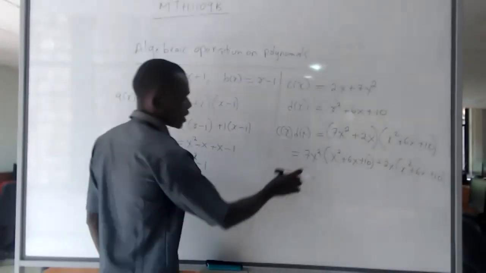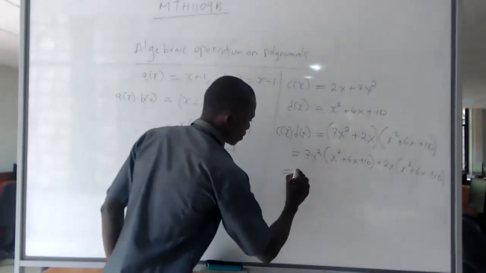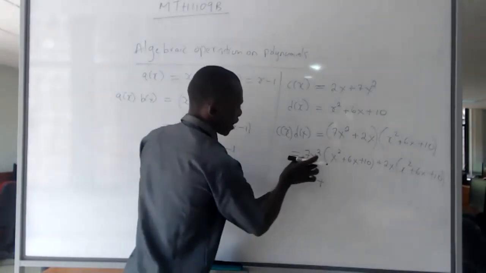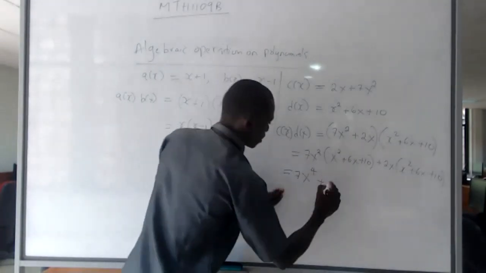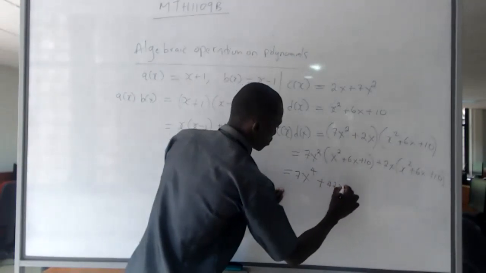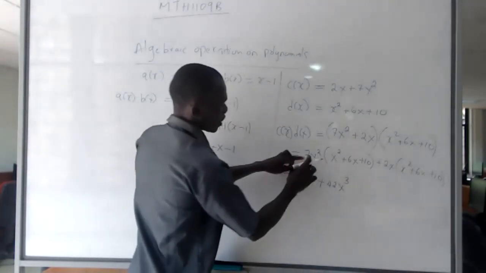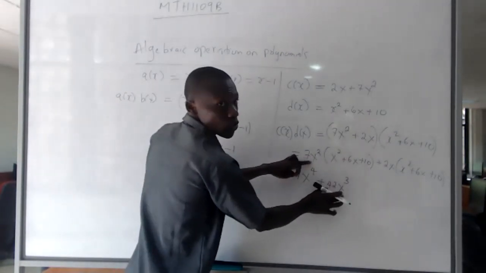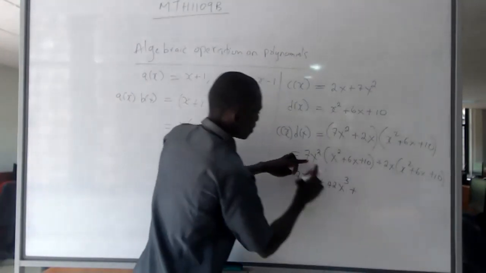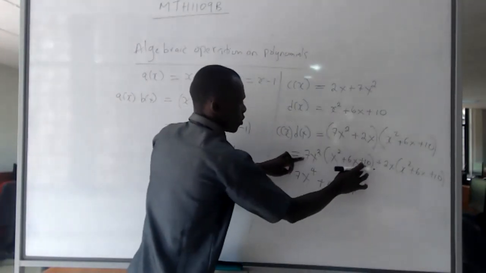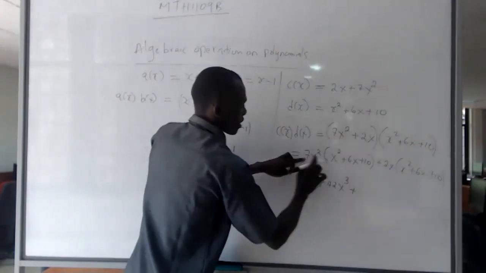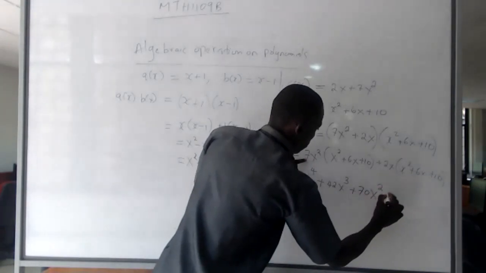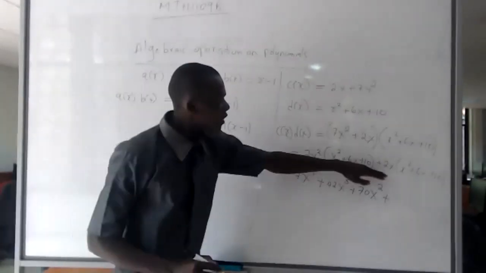And so now 7x squared times x squared, well, that is 7x to the 4, plus 7x squared times 6x, that is 42x cubed. So 7 times 6 is 42. x squared times x is x cubed. That is why I have 42x cubed. Plus 7x squared times 10. That's just scalar multiplication. 10 times 7 is 70, and then I have x squared.